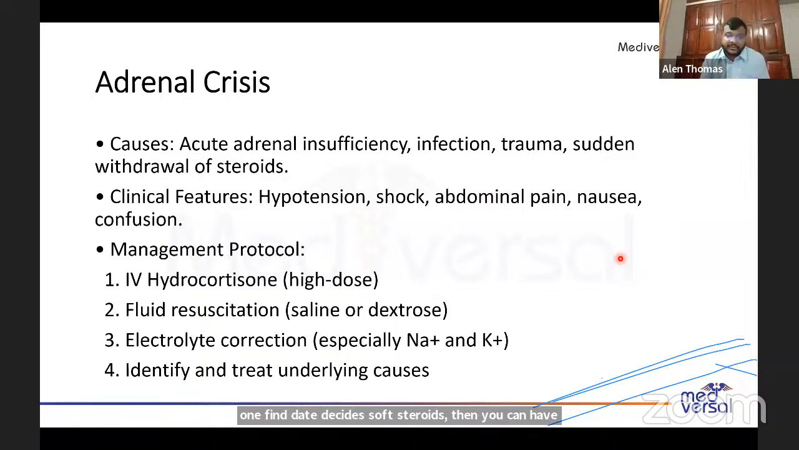So management protocol: IV hydrocortisone is required because, as you know, the HPA axis, the hypothalamic-pituitary-adrenal axis, gets affected. IV hydrocortisone is given, fluid resuscitation, and electrolyte correction, especially sodium and potassium, and identify and treat the underlying causes.